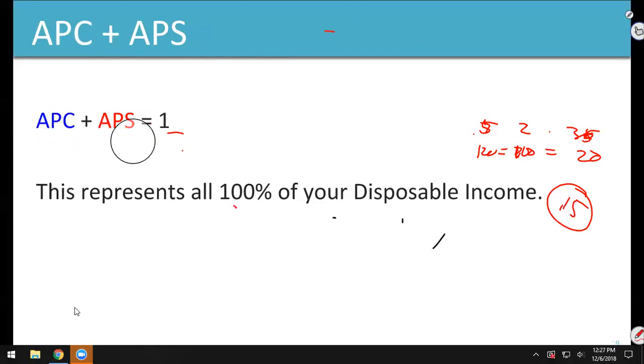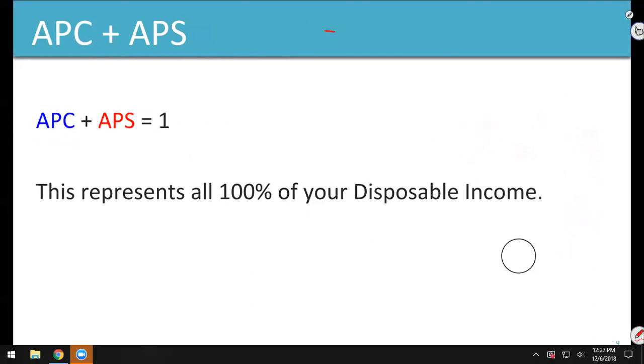On fixed income, income stays exactly the same month to month, year to year. But what happens? Prices go up year after year. If prices are going up and your paycheck is not going up, well, you've got to spend more money in order to buy the same amount of stuff. And you either have to stop buying as much stuff, or what's going to end up happening? Your APC is going to continue to go up, your APS is going to continue to go down.